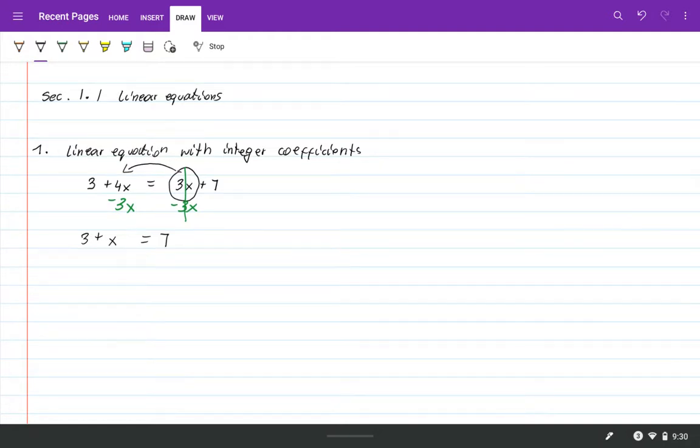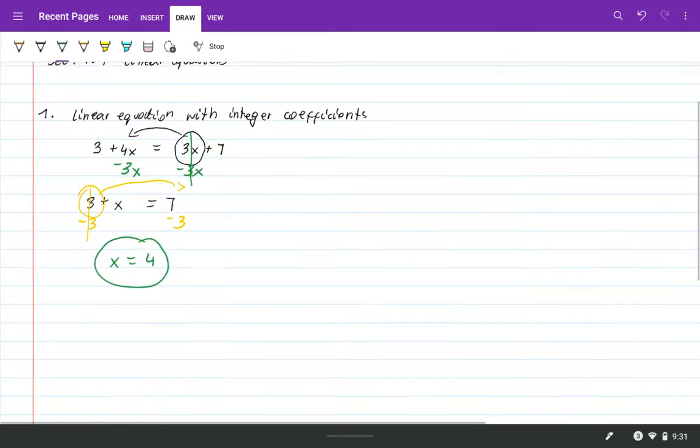So now we want to isolate x on the left side of the equation. You see that positive 3, we want to move it to the right side. You see positive 3, so opposite of 3 will be negative 3. So we need to subtract 3 from both sides of the equation. So on the left side, that 3 will cancel. And we end up with x equal 4. So this is the solution.